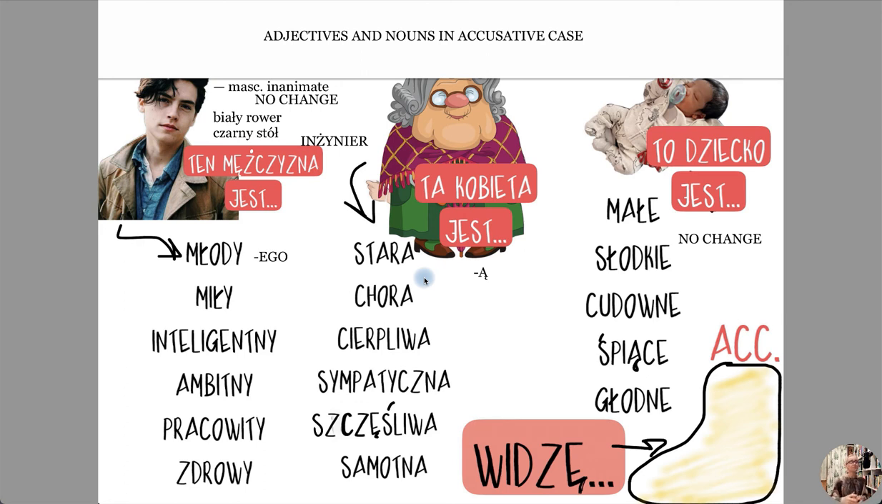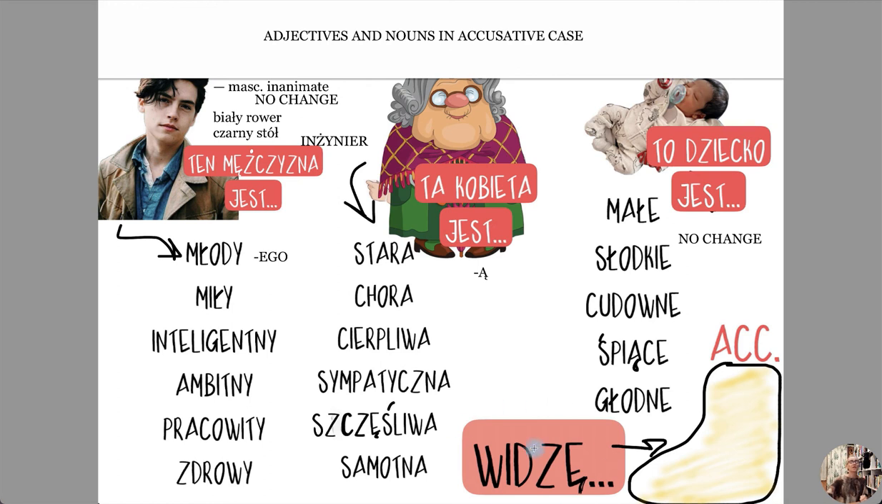So let's see. As I promised, let's start with the easy peasy bits. So when it comes to masculine nouns, which are inanimate, so we are talking about things, abstractions, think anything that is non-living, there is no change. So in this case, accusative equals nominative. There is no change. You don't have to change anything.